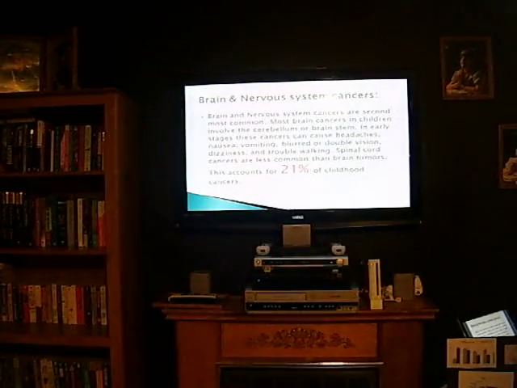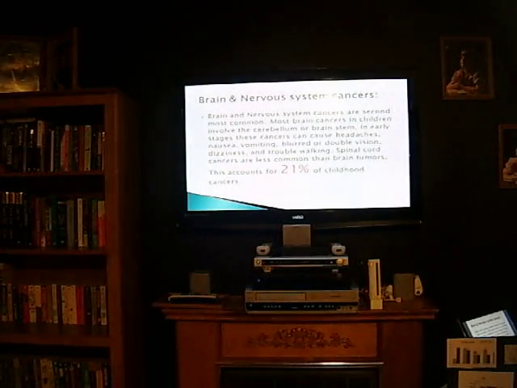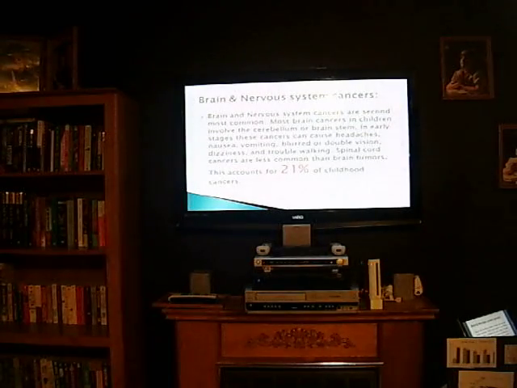Most brain cancers in children involve the cerebellum or brainstem. In early stages, these cancers can cause headaches, nausea, vomiting, blurred or doubled vision, dizziness, and trouble walking. Spinal cord cancers are less common than brain tumors. This accounts for 21% of childhood cancers.